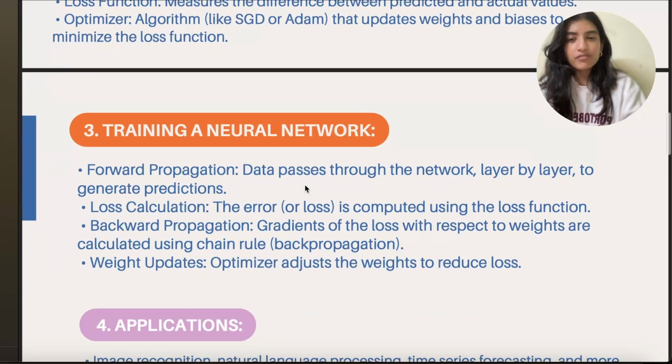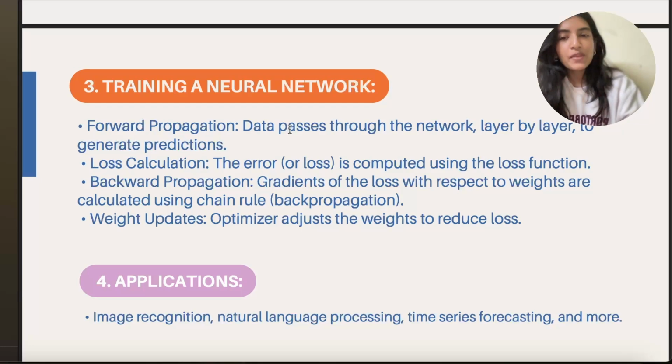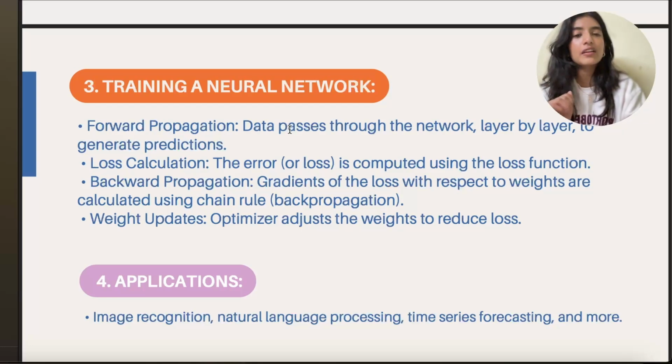Up next we have training a neural network. It consists of four steps: forward propagation, loss calculation, backward propagation, and weight updates. In forward propagation, data passes through the neural network layer by layer to generate predictions. In loss calculation, the error is computed using the loss function. In backward propagation, gradients of the loss with respect to weights are calculated using the chain rule.